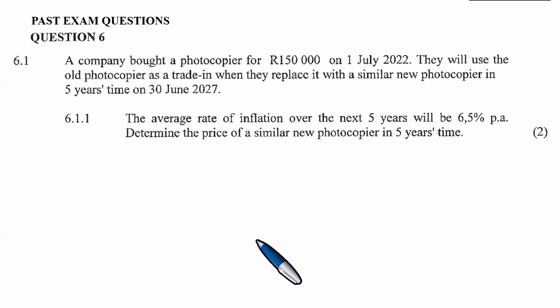Didn't they want the price of the new photocopier? They're saying determine the price of a new photocopier in 5 years' time. So I said 150,000 open brackets 1 plus 6.5 over 100 to the power of 5. I'm not sure. Yes, that's the correct answer, because you need to determine the price of a new photocopier in 5 years' time.